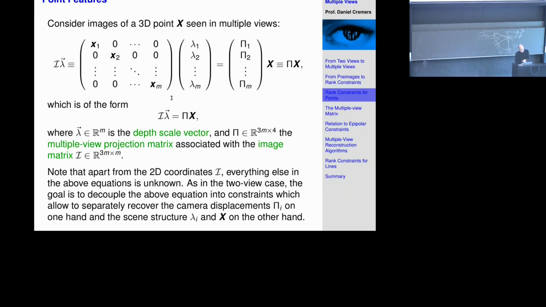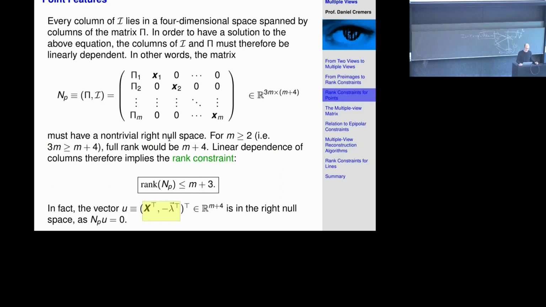So what I'm doing here is just rearranging the terms. So I write I lambda minus pi times x equals 0, and then I can stack the I lambda into one and the minus lambda and x into a vector, and then I can see this vector lives in the null space of this matrix. So you see, we try to again model things with matrices, and the solutions that we're looking for are in the null space of the matrix.